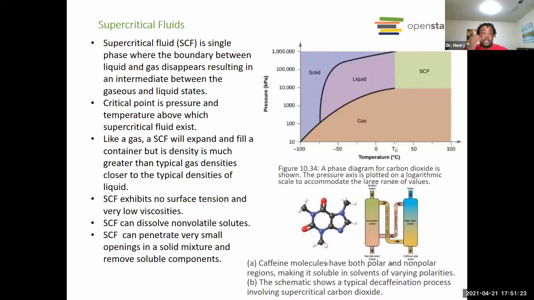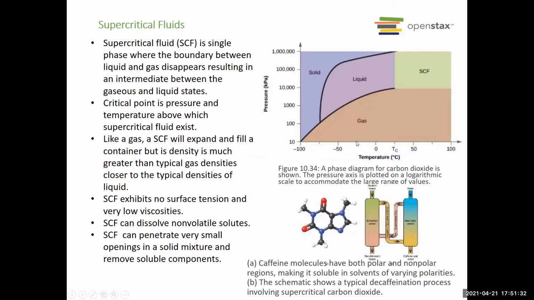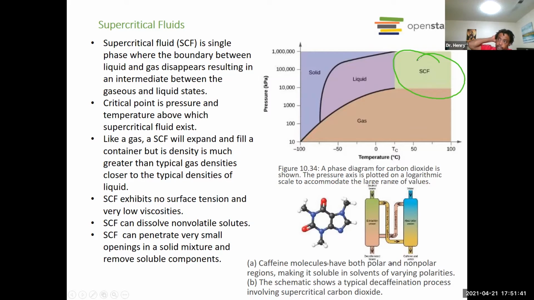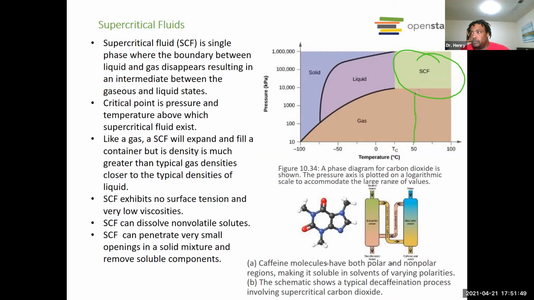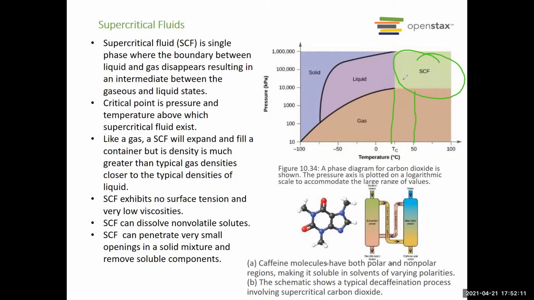So in industry, they take advantage of supercritical fluid. They basically use carbon dioxide. To take a look at carbon dioxide, this is the phase diagram of carbon dioxide. And you can see that's where your supercritical fluid is located: at temperatures above 25, and pressures that are at least 10,000 kilopascals. So under high pressure and average temperature, you're able to get carbon dioxide in a supercritical phase.